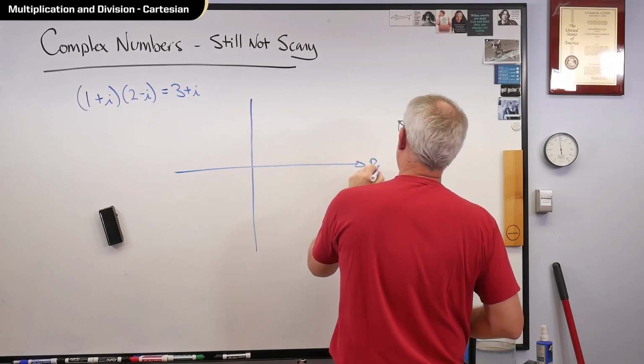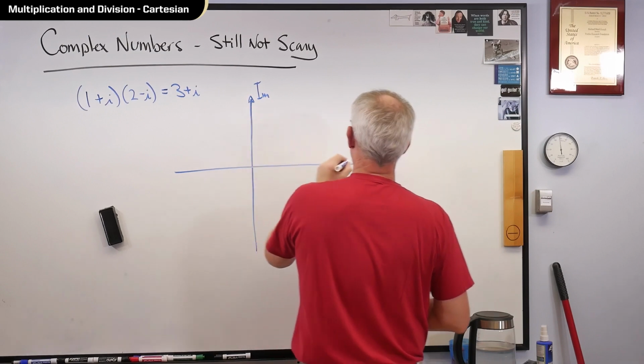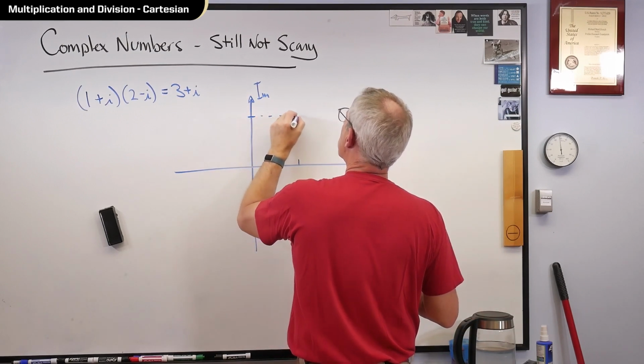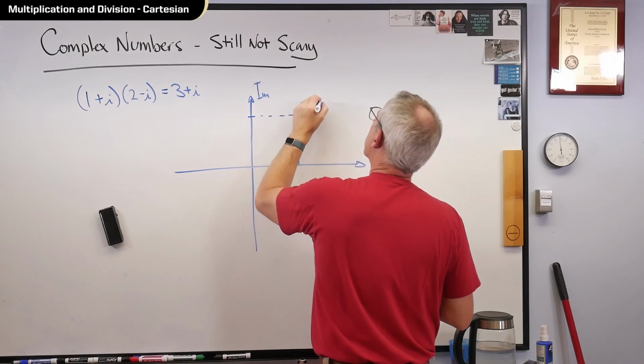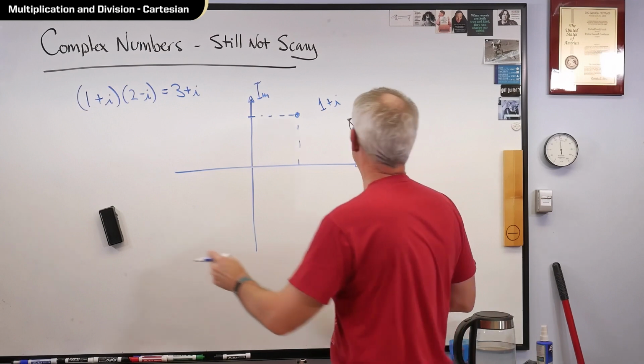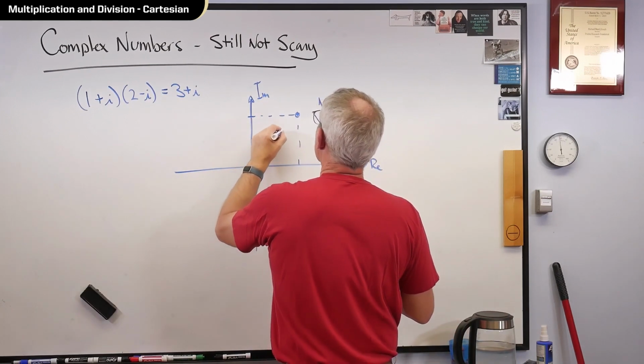Okay, so that's real and that's imaginary right there. And there's 1 and there's 1. So there's 1 plus i. All I did was zoom in. Get this out of your way. There's another way to write this, isn't there?